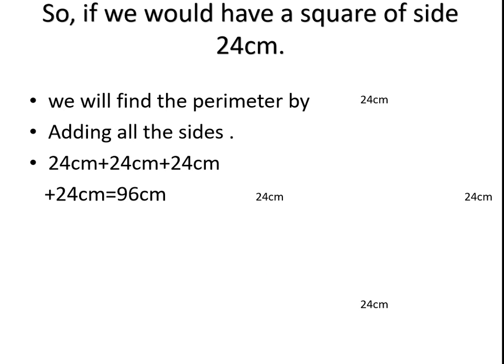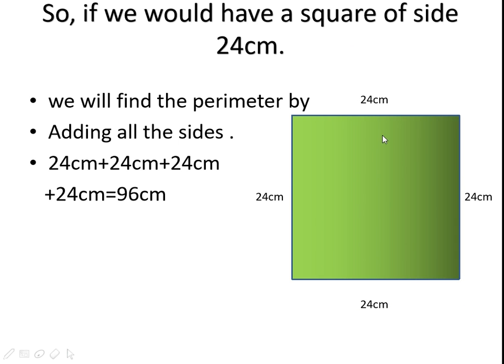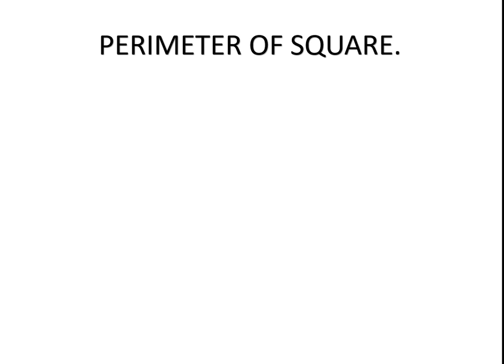These all signs are of the same sides. Now if you would have a square of sides 24, 24, 24 and 24 centimeters, obviously all sides of the square will be the same. So if one side is 24, all other sides will be 24. You know that adding all the sides will give the perimeter, and it is equal to 96 centimeters.